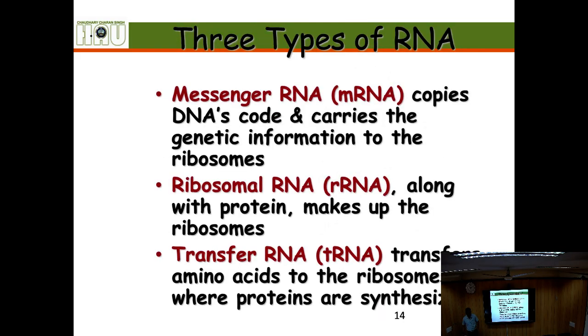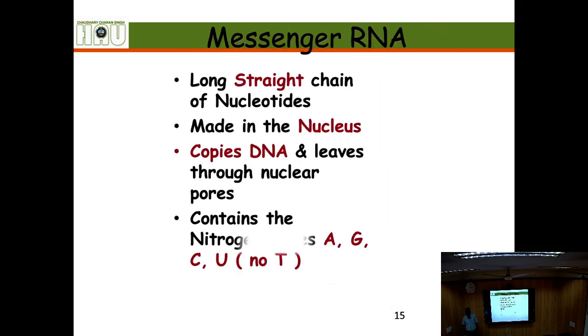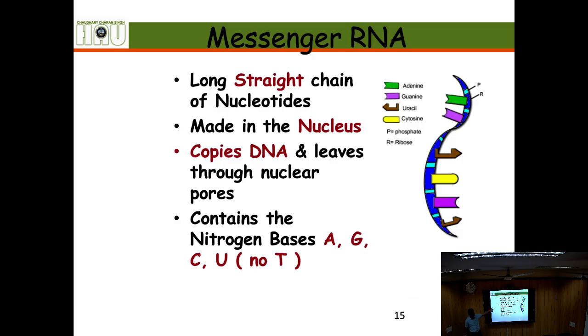These are some of the commonly found types of RNA: the mRNA, rRNA as well as the tRNA. The mRNA copies the DNA code and carries the genetic information to the ribosomes. rRNA, along with protein, makes up the ribosomes, and the tRNA transfers the amino acid to the ribosomes, where the proteins are being synthesized. We focus on the mRNA because tRNA and mRNA are both the main entities for protein synthesis.